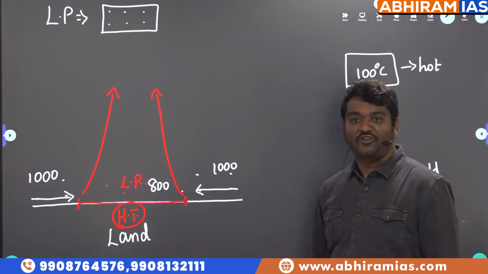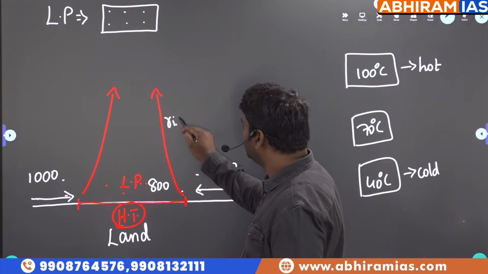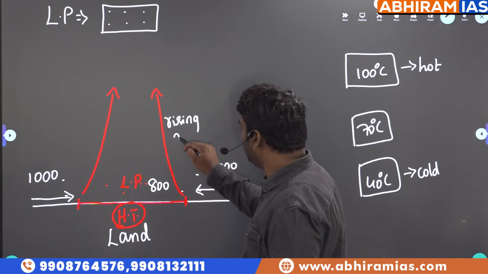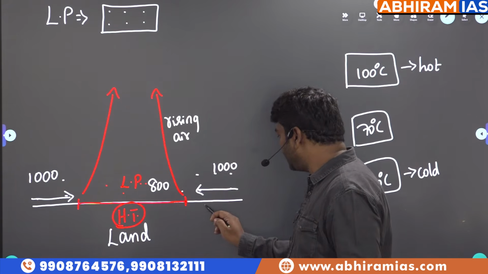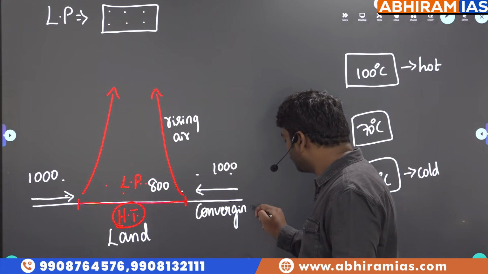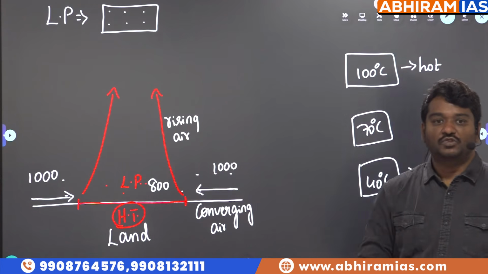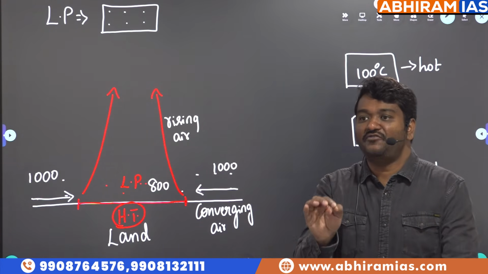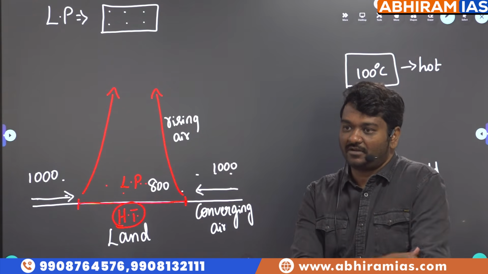Can you tell me 2 phenomena that are occurring here? 1. What is this? Rising air. Second, what is this? Both sides air is coming together. What is the meaning of this? So wherever you have converging and rising air, you will have low pressure area.